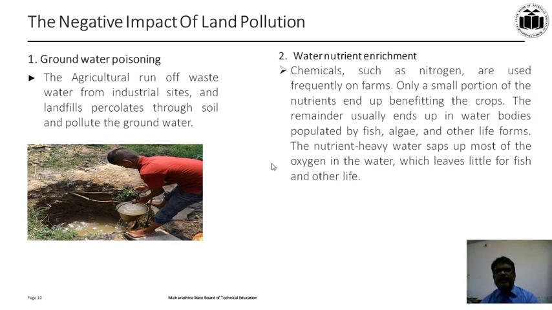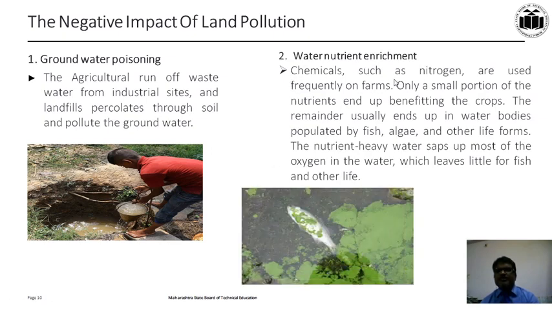Water nutrient enrichment. The chemicals such as nitrogen are used frequently on farms. Only a small portion of the nutrients end up benefiting the crops. The remainder usually ends up in water bodies populated by fish, algae, and other life forms. The nutrient-heavy water saps up most of the oxygen in water, which leaves little for fish and other life. Therefore, there is an impact on the aquatic life in water bodies.